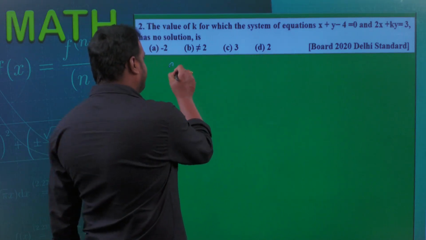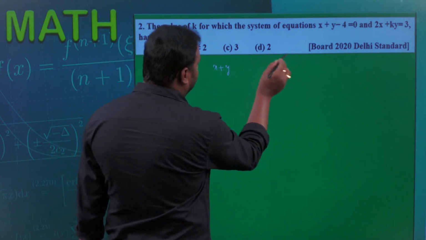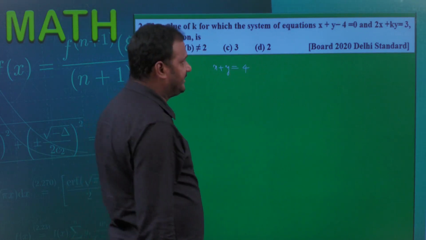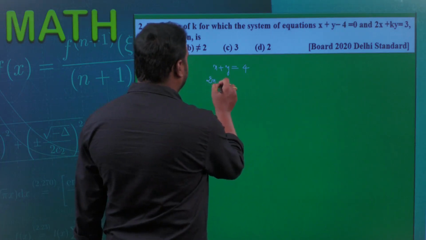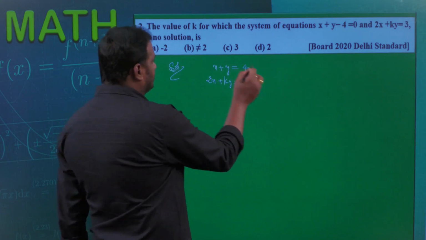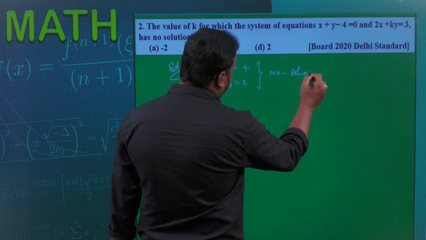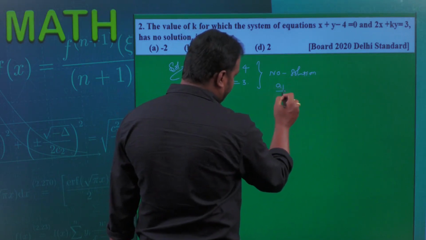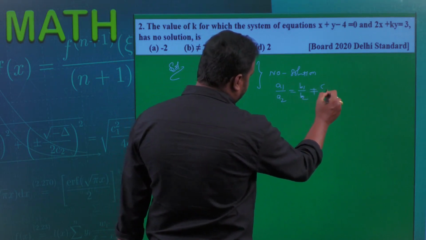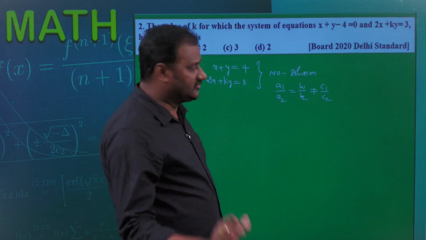Okay, I would write the given pair of equations. They are x plus y minus 4 is equal to 0. I am going to write it as x plus y is equal to 4 because both should be in the same standard form. And the second one is 2x plus ky is equal to 3. Since they have no solution, no solution means they are inconsistent equations. Only when a1 by a2 is equal to b1 by b2 but not equal to c1 by c2, then only they are said to be inconsistent equations and they have no solution.